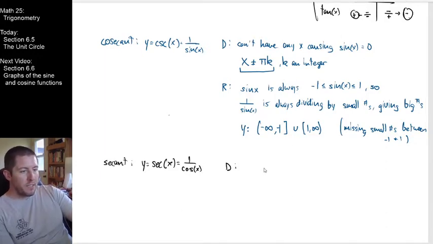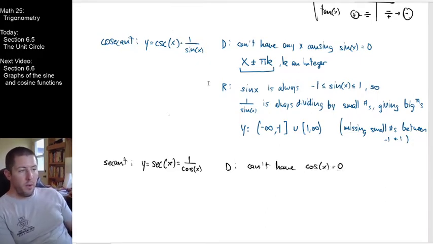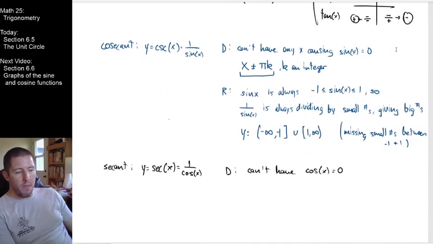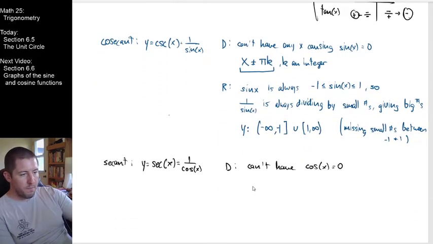So for our domain for secant, it's just that we can't have x. You just can't have cosine of x being equal to 0. Now, this is one that we've already done, right? This is where we said we don't want cosine of x to be equal to 0 for that dividing by 0 purpose right there. It's the same exact thing. X can't be pi halves plus pi k right there. That would be what would cause us to divide by 0. So there's my good domain for that guy right there.